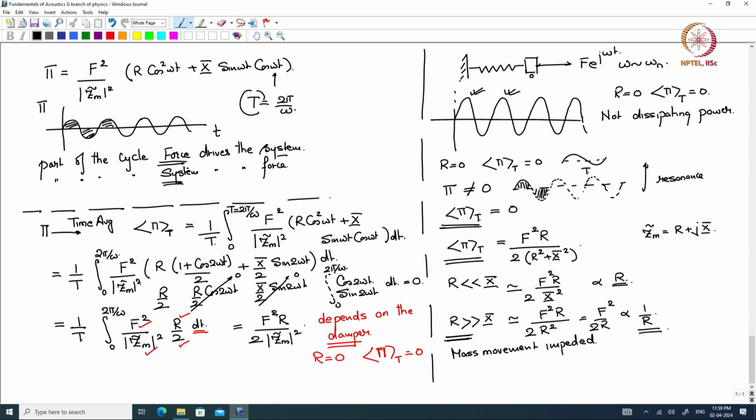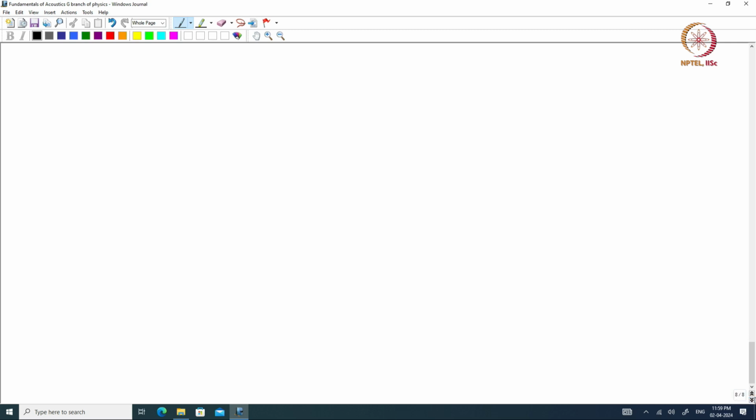So now with this I complete the portion on the spring mass damper. The main takeaway message from this portion is that the mechanical impedance is force amplitude over velocity amplitude, and it can be represented as R plus jX.